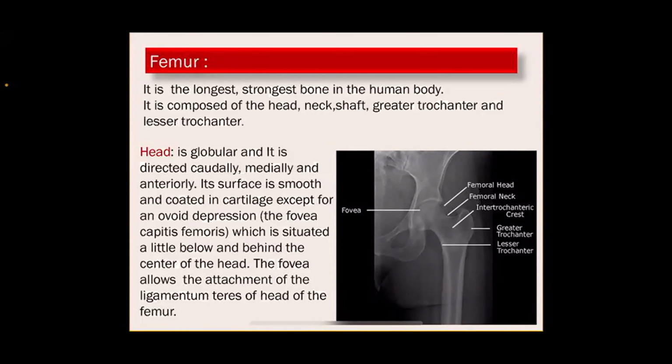So this is a plain X-ray frontal showing the head of the femur. This is the neck, the greater trochanter and lesser trochanter. This points to the fovea.